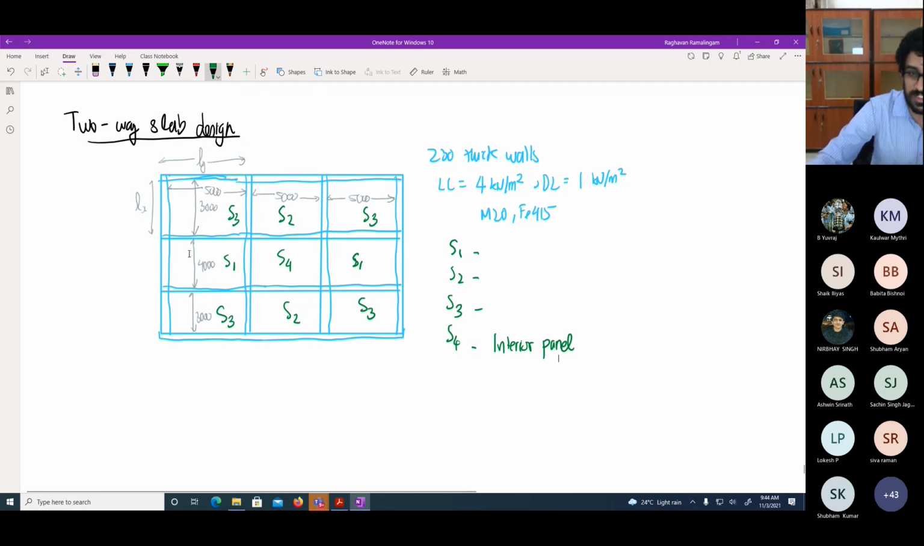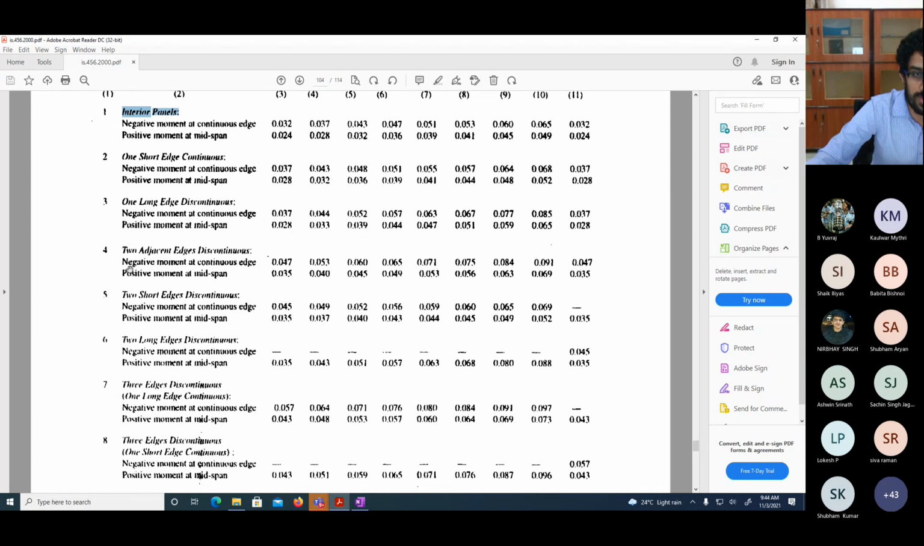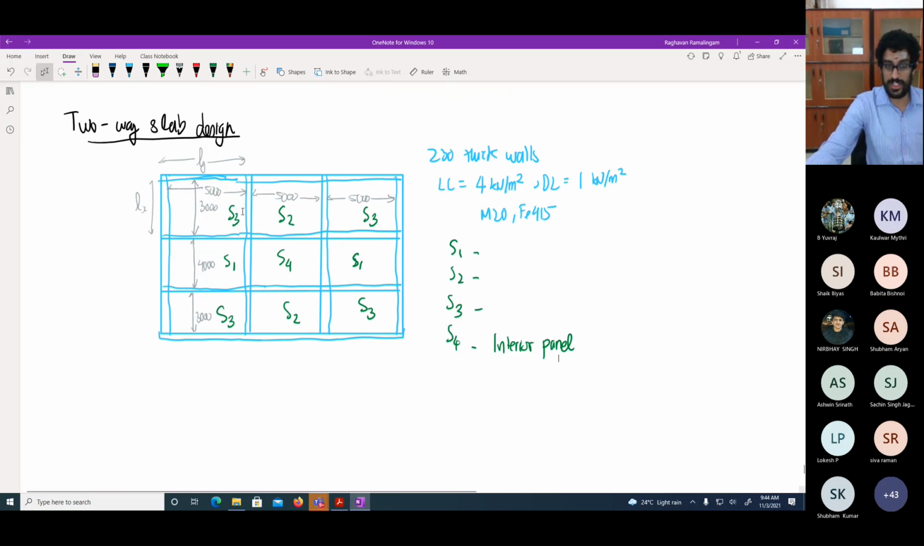Okay, now S3. Let's have a look at S3. S3 is a panel where adjacent edges are continuous. Okay, so I suppose we have this as well, 2 adjacent edges discontinuous, and we can use that for S3. S3 corresponds to adjacent edges being discontinuous. So what is the term used in discontinuous?